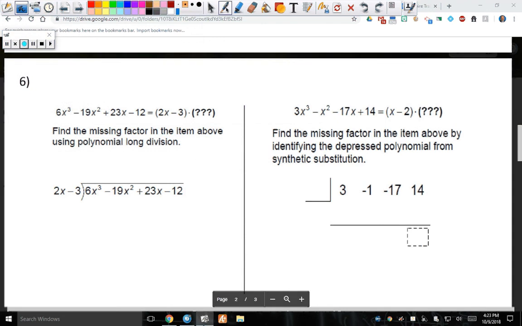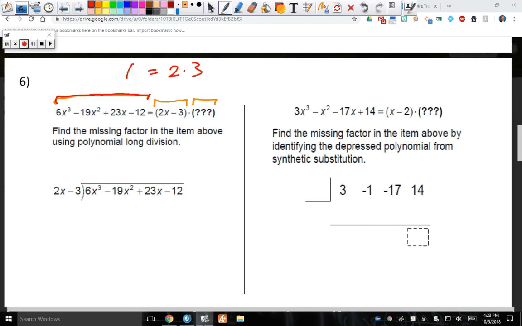Okay, so number 6 is going to be dividing polynomials by certain factor pieces. It says find the missing factor in the item above using polynomial long division. I know this looks like a lot, guys, but this is a product of these two pieces right here. It's almost like if I said 2 times 3 would equal 6, the missing piece here is x. So what you're really looking at is something that looks like this.